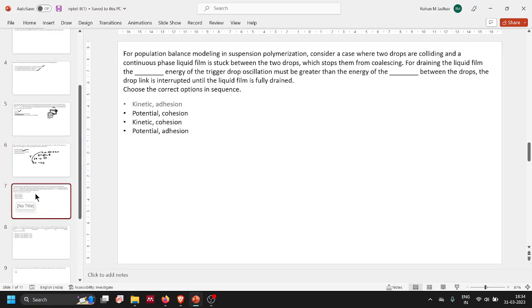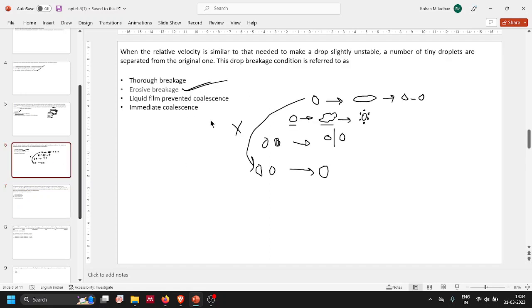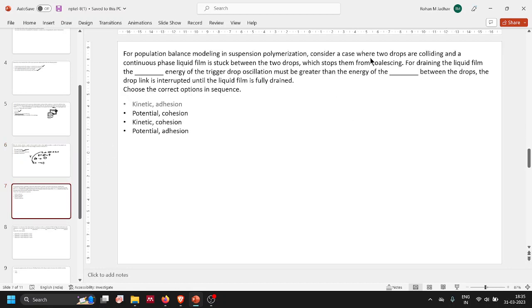Moving on to the next question we have. For population balance modeling in suspension polymerization, consider a case where two drops are colliding and a continuous phase liquid fluid is stuck between the two drops. So just reading from this definition, you can relate it to the previous question where we just saw liquid film prevented coalescence. So if there is a small film in the middle where two drops are colliding and a continuous phase liquid film is stuck between the two drops, which is stopping them from coalescing.